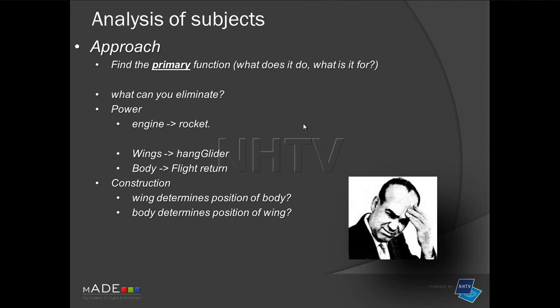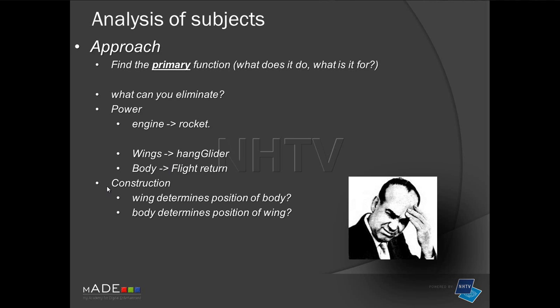As you can see, what can you eliminate? Well, I decided to eliminate the power since an engine looks more like a rocket and goes a little bit further away from an airplane, especially if you look at the history of airplanes, than the other ones. So you have a pure wing, which could be something like a hang glider, or the body, which looks like the flight return system.